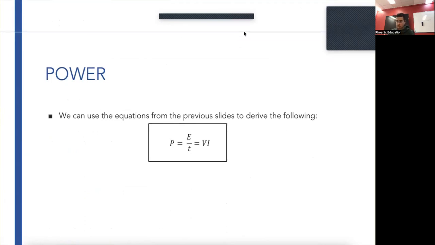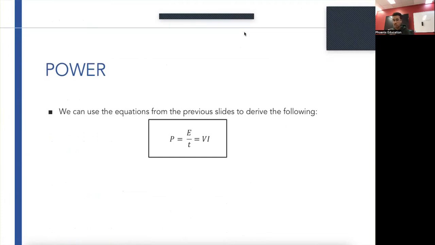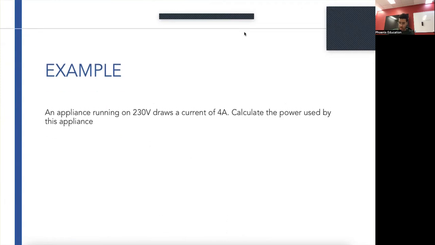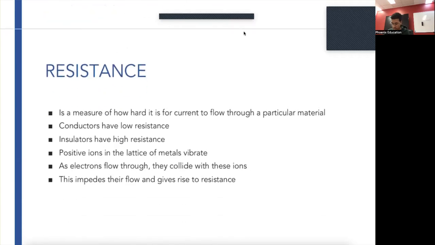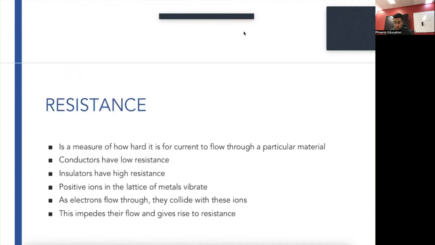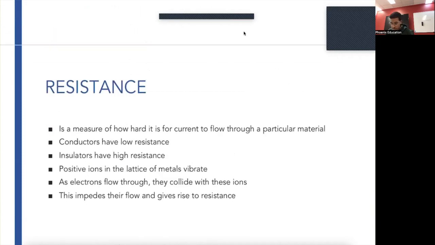So that's how much energy, or rate of change of energy, that circuit is producing, okay? This is a really simple example. All you do, power equals VI, is multiply 230 with your amps. So 230 multiplied by 4 gives us 920 watts, okay? Really simple example.